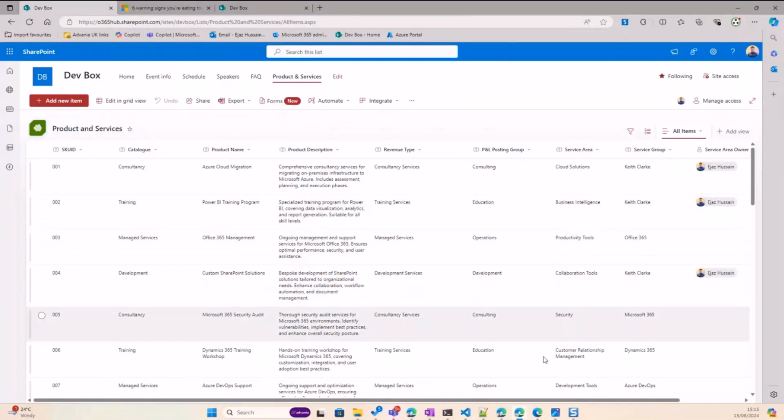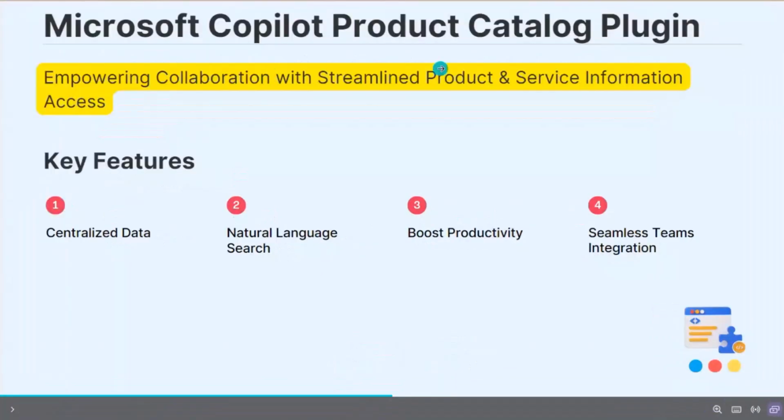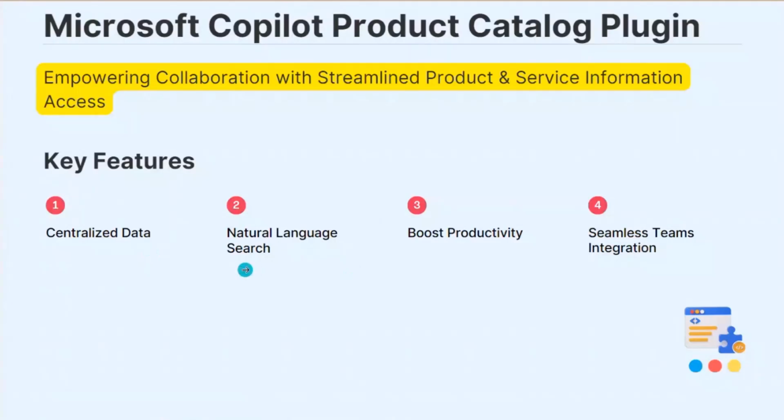Now, if I go back to the slide, what this is going to help with is that we have centralized data. We're going to search this backend data with natural language search, so you don't have to select filters on the UI, but can simply ask a question using natural language. It will boost productivity because you don't need to know exactly what you want to ask. You're asking a natural language question, and then the data will come straight into your Teams where you are. So you don't have to go to the SharePoint list and filter and search the data. Then seamless Teams integration is a key feature.